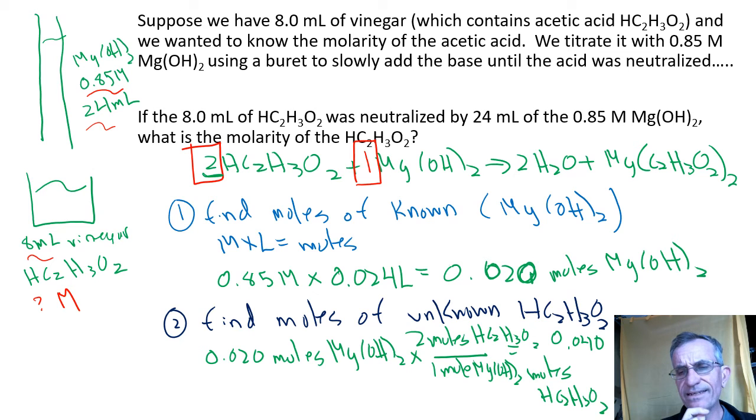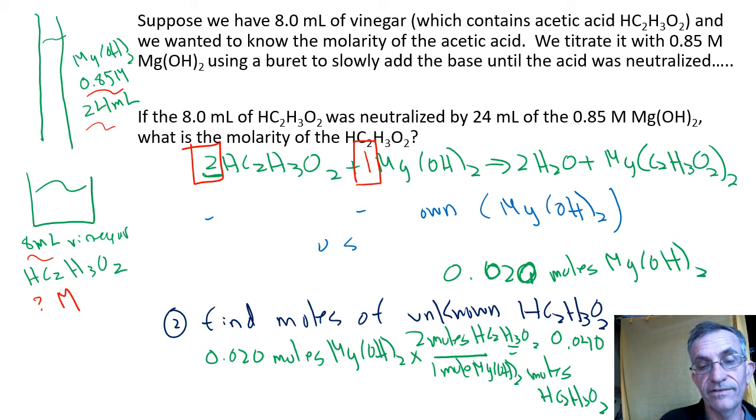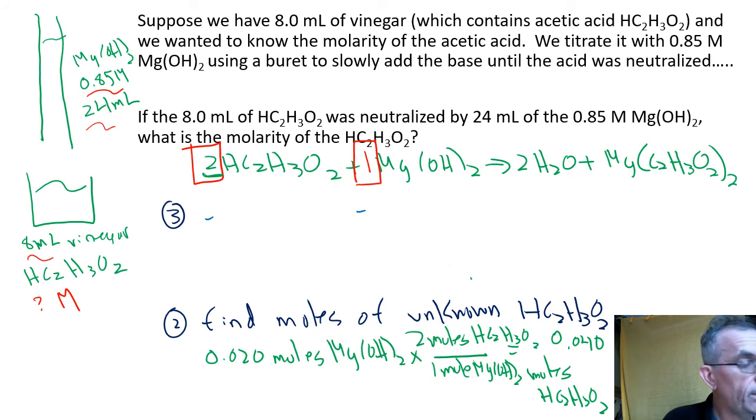Now, I'm going to need to erase, so you can pause it for a sec if you need to, jotting this down, because I got to erase a little bit at the top to do the last step. All right, now we know how many moles of acetic acid there were. What's the molarity of it? So one more step will get us that answer. Step 3, find molarity of the unknown.